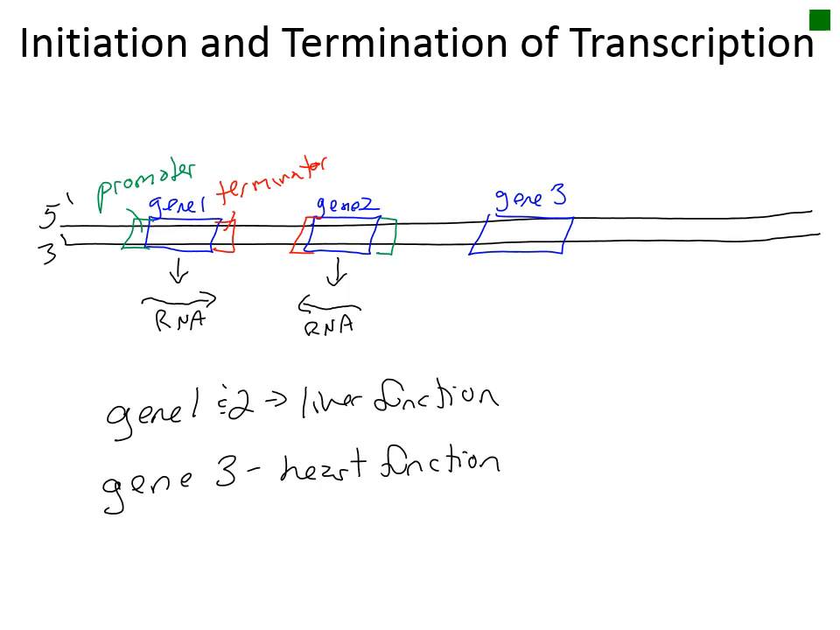If you took the same region of DNA and looked at it in a heart cell, gene 1 and gene 2 would no longer be transcribed because they are not needed for heart cell function. Instead, gene 3, with its promoter and its terminator region, would be transcribed into RNA instead. This process is called the regulation of gene expression.